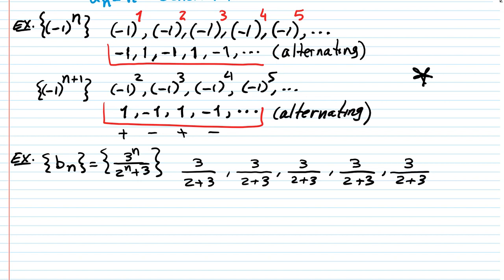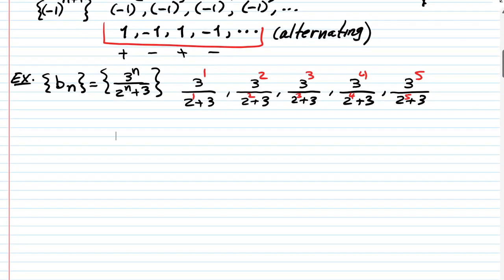Now let's complete it. Now n starts with 1, so I'm going to go 1 on top, 1 on the bottom. 3 squared, 2 squared. 3 cubed, 2 cubed. 3 to the 4th, 2 to the 4th, 3 to the 5th, 2 to the 5th. You see that? This other 3 is constant. It doesn't involve n, so it's not going to change. It's always going to be a fixed number. And that's it. That's listing out the terms of a sequence.